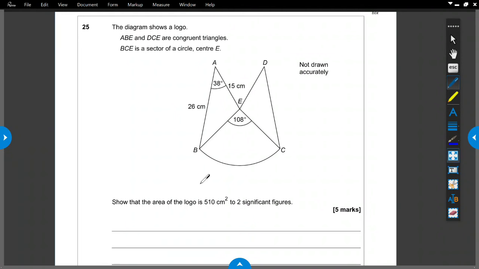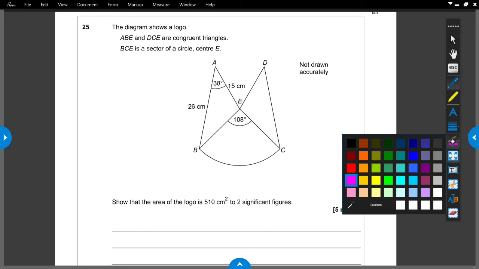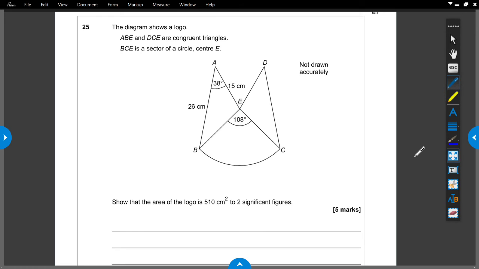We tried to calculate the area of the logo, and it's built up of three shapes. We have this sector, and then we have this triangle, and this triangle. And when we add together all of those, that's going to give us the total area. So we've got an outline of a plan of how we're going to work this out.